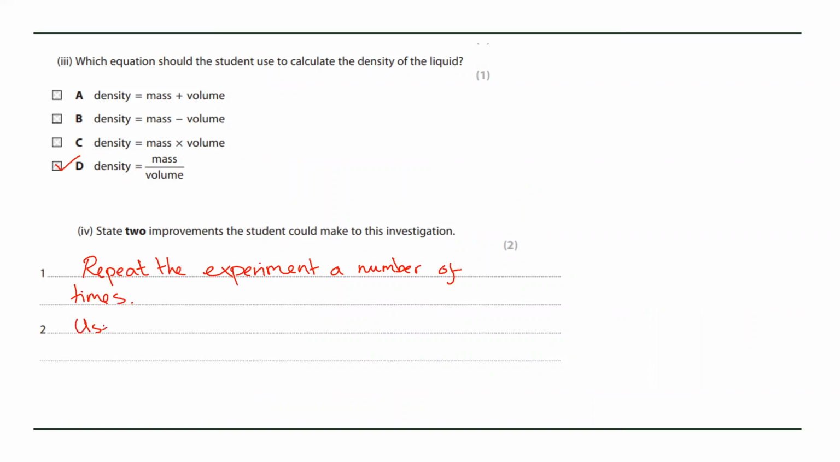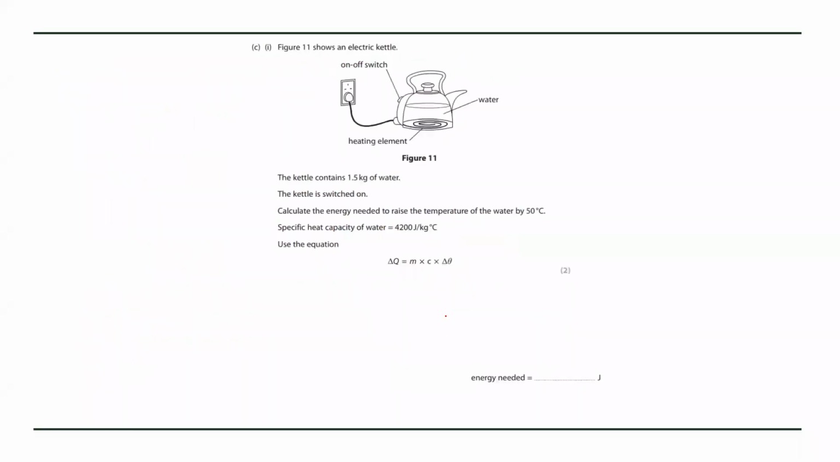And use a more accurate balance, because some balances go to decimal points and things. Yeah, sometimes it's quite difficult to think of improvements to experiments, but sometimes you get marks for quite straightforward things.